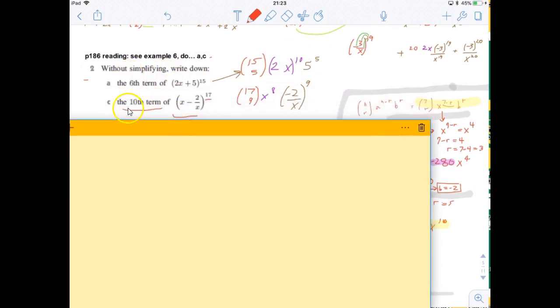Part B asks for the 10th term of this one here. So we have the n value at 17. We have the a value at x. The b value is negative 2 over x. Okay, so the Pascal's triangle coefficient we're going to use here is going to be related to the 10th term.